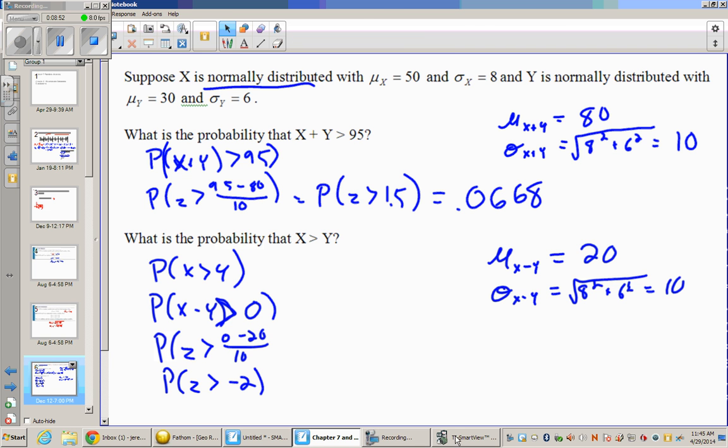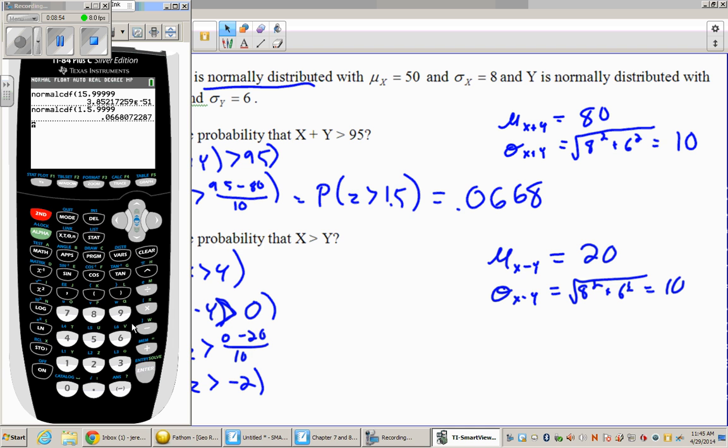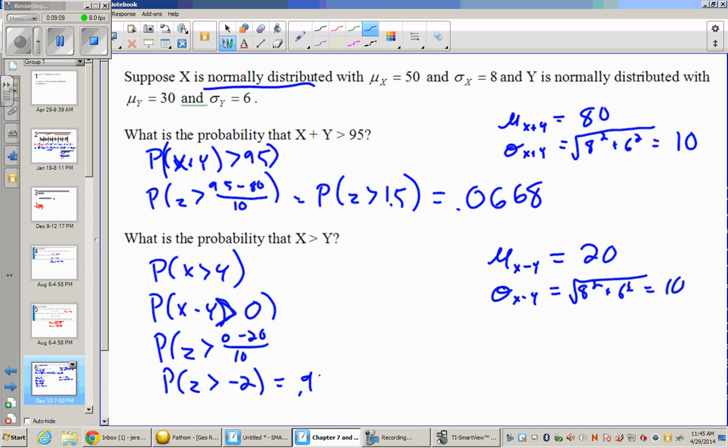Now this has got to be a pretty big probability because we're going to go from negative 2 all the way to a big number. So I'm going to guess before we even start that it's going to be big, but I didn't guess, so 0.977. All right.